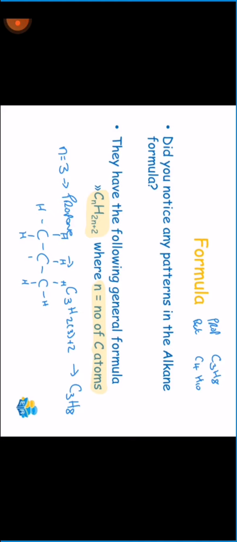Butane then would be C4H10 if you followed the formula. If we went with pentane then, it would be C5H12. And if you look at, to go from propane to butane, you've added a CH2. To go from butane to pentane, you've added a CH2. So this indicates further that the alkanes are members of the homologous series because they have a general formula, but each molecule differs by a CH2 unit as explained up here.